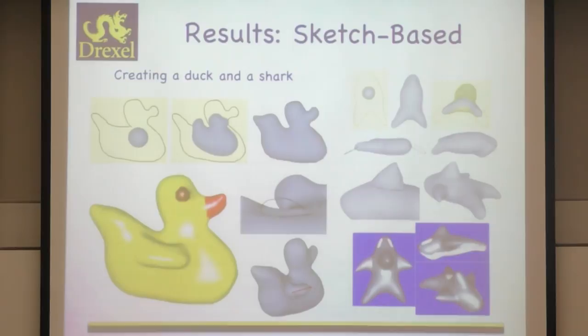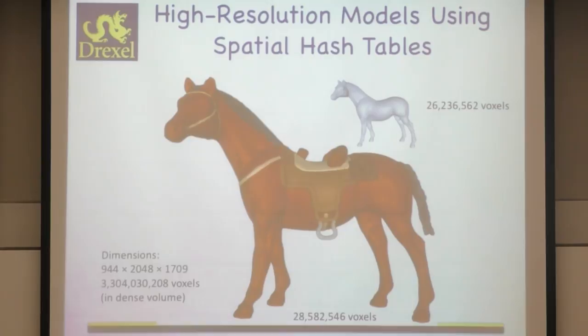Okay, we've seen these before. This is a model that effectively is 3.3 billion voxels if you actually had to store the whole 3D array. Instead, the narrow band only has 28.5 million voxels. That's the advantage of using these narrow band techniques.